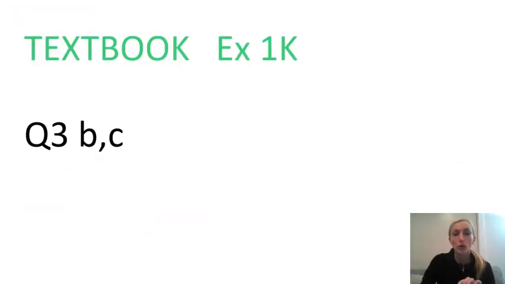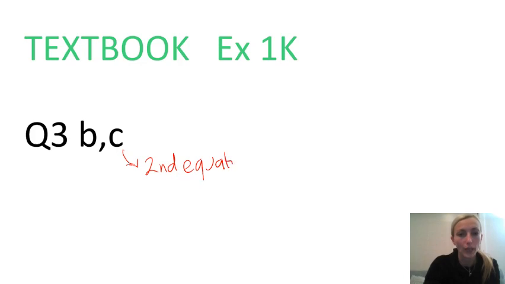Don't do question A. It is confusing. Just do B and C from exercise 1K, question 3. B and C. With question C, my advice is multiply the second equation by 2. That will make it easier.